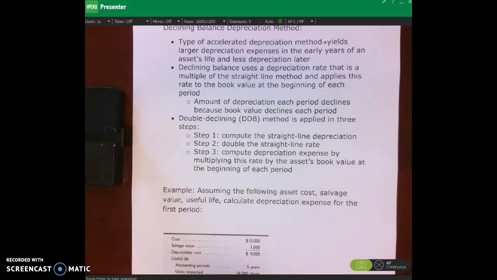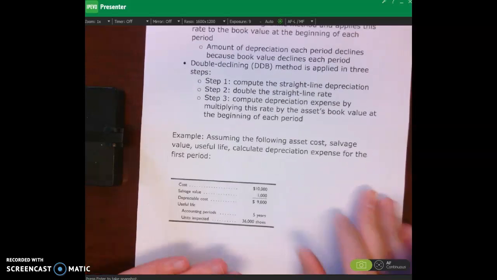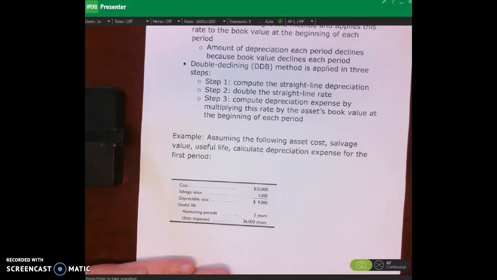So let's walk through our example to calculate our double declining. Let's assume that we have the following asset cost, salvage value, and so on. Our asset cost is $10,000, salvage value $1,000, depreciable cost of $9,000, accounting periods 5 years, then units inspected, 36,000 shoes.